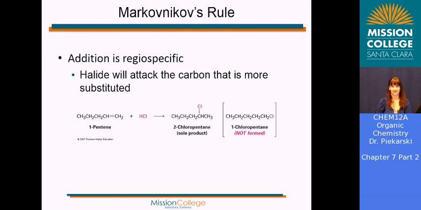Markovnikov's rule. Okay, and you'll find that a lot of reactions and rules are named after the people who discovered them and did the research for it. So it might be difficult at times, but you can do it. Okay? I'm sure if you discover a reaction, you'll name it after yourself too, right?